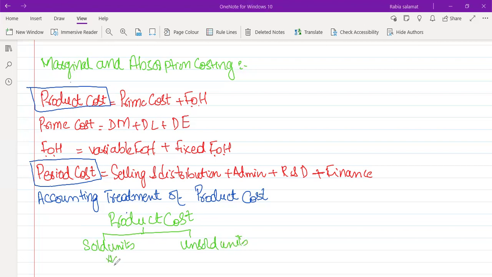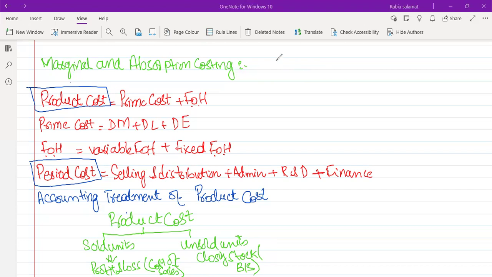Sold unit cost is charged to the profit and loss account as cost of sales. Unsold unit cost is charged as closing stock in the balance sheet. So whenever we charge the product cost, we divide it into sold and unsold unit cost.